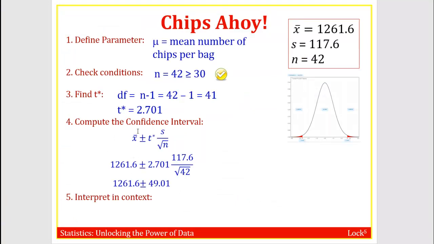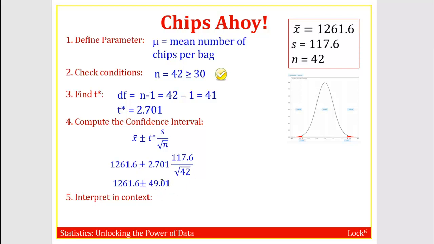So I take my sample mean plus and minus the t star that I just found times the standard error, which is s divided by square root of n. Plugging in all those numbers, I get 1,261.6 plus and minus 2.701 times 117.6 divided by square root of 42, which ends up giving me a margin of error of 49.01.